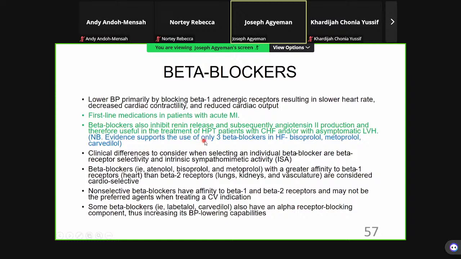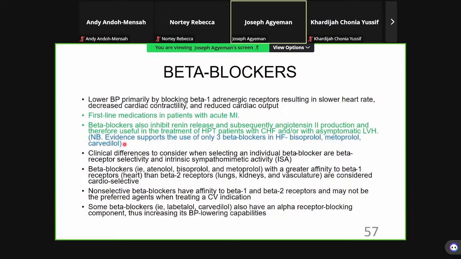And of course, there is so much evidence available to back this. Three main agents are indicated when it comes to heart failure: those that are beta 1 selective, bisoprolol and metoprolol, and carvedilol that has an additional alpha 1 effect. So that one also helps to reduce afterload. You block alpha 1 receptors, you decrease peripheral resistance, and you are decreasing afterload. In heart failure, you want to decrease both preload and afterload.